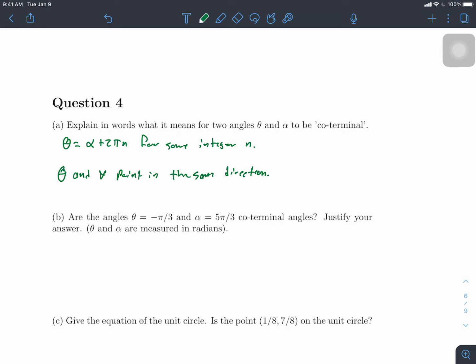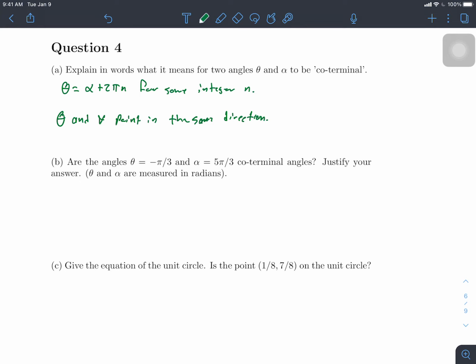You know, when I'm asking these types of questions, I'm really just looking for, do you understand the basic idea of what this word means? Okay, coterminal. It's just to check whether you know generally what this concept is. So I'm not necessarily looking for a perfect definition. This would be pretty much perfect, but this other one of just saying theta and alpha point in the same direction is also pretty good.